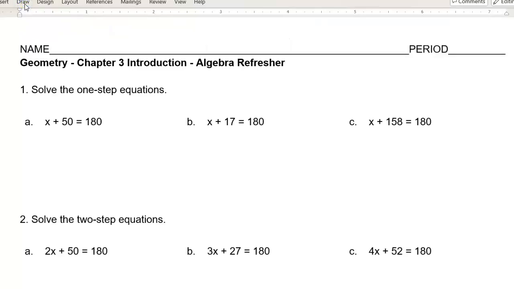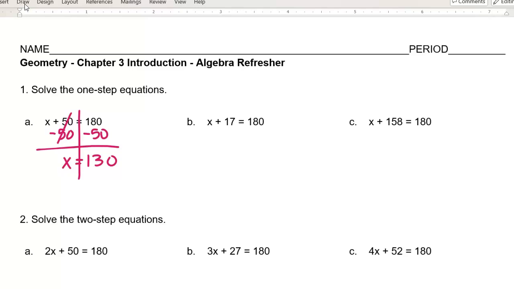Question 1 says solve the one-step equations. Problem A says x plus 50 equals 180. So I know if I want to undo a plus 50, the inverse operation is minus 50. So on both sides of this equation, I can subtract 50. And that will give me my answer, x equals 130. If I have 130 plus 50, the answer is 180, and that's it.